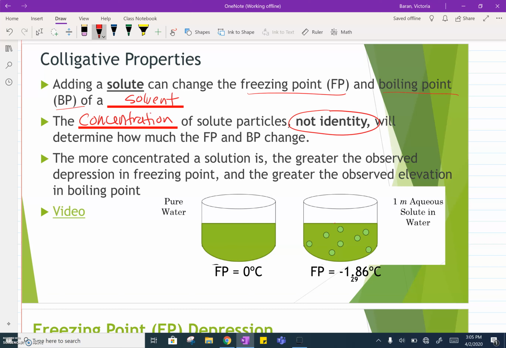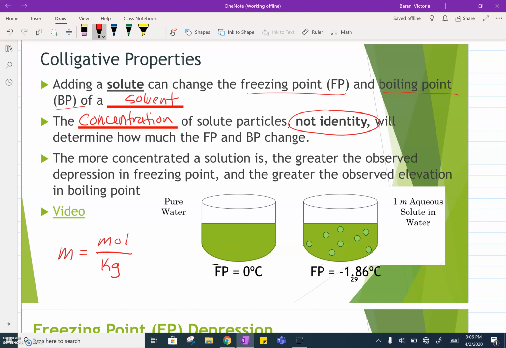So the concentration of the solute is going to determine how much the freezing point or boiling point will change. Now, moving forward to measure concentration, we will be using little m, which is molality, not molarity. And this is calculated by finding the number of moles of the solute divided by the kilograms of the solvent.